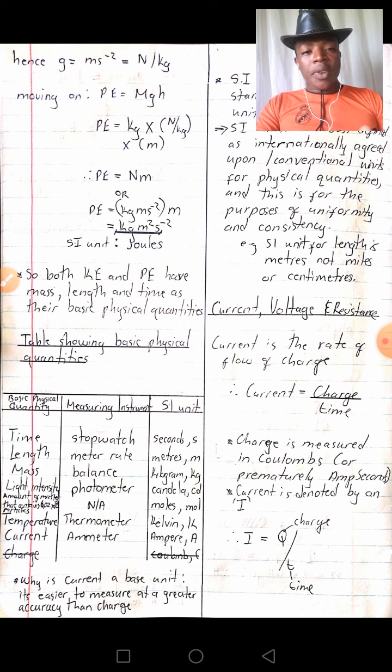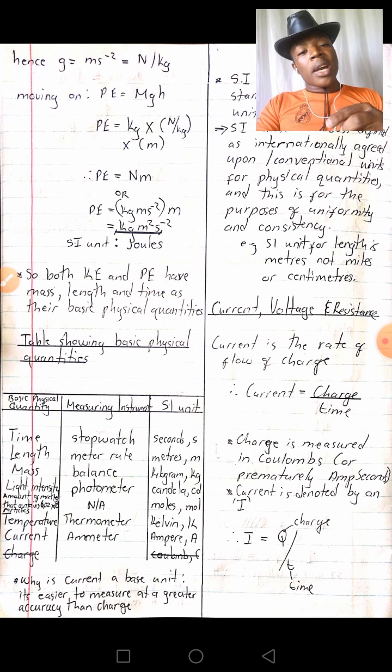Now, I could have written charge, right? But I knew initially that it is not a basic physical quantity, but I had to write it so that I illustrate this example. We can't say charge is a basic physical quantity. The reason being that it is not easily measured as compared to current.